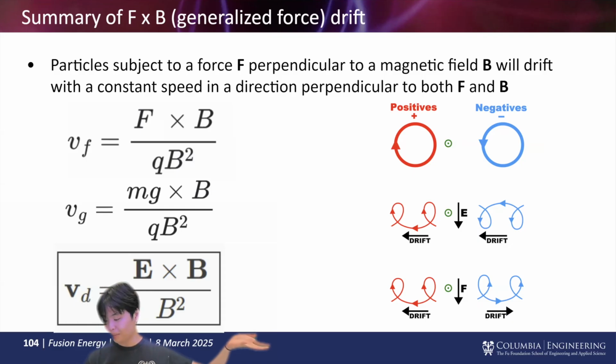So this helpful image on the right-hand side shows that on the very top, you see the charged particles orbit in different directions, but with an E force, they drift in the same direction, but with a generalized force, like let's say gravity, they would drift in opposite directions. And that's just due to the fact that the force due to an electric field has a Q inside of it, and the charges will cancel out.